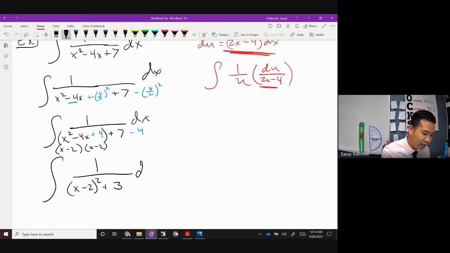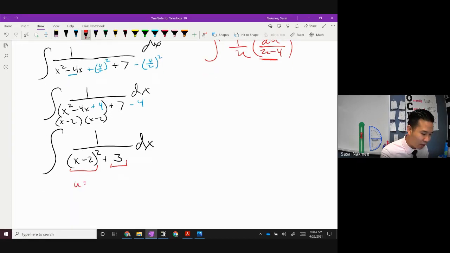Believe it or not, this right here is actually the arctangent. This right here is like your x squared, and this right here is like your a squared. I kid you not, it's weird. So this is like saying u is equal to x minus 2, and a is equal to the square root of 3.